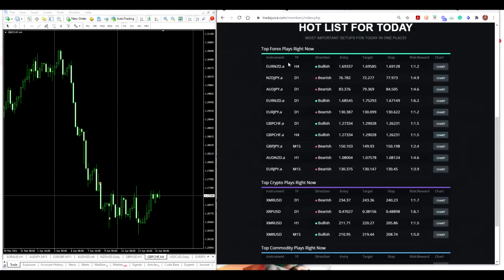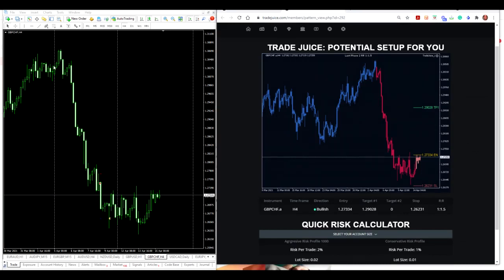Hi guys, and I'm on the hot list today for TradeJuice, and one of the trades amongst all the many here that I'm looking at trading is the pound CHF 4-hour chart. There it is displayed there, telling me my entry point, risk, target, stop loss, and so on. Let's see what the chart looks like.